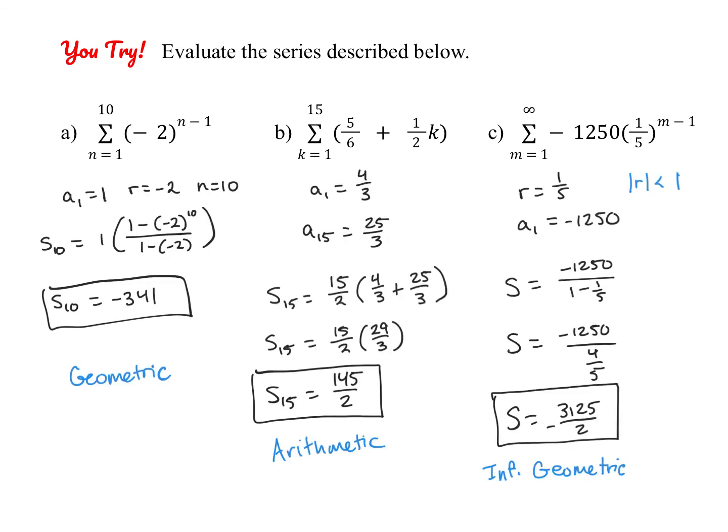All right, go ahead and check your work here. So for the first one, you're using the finite geometric formula. So the sum of the first 10 terms should be negative 341. For part B, we're finding the sum of the first 15 terms, and it is an arithmetic sequence. So the sum should be 145 over 2. And for the last one, it is geometric and it's infinite, so you need to make sure that your common ratio, the absolute value, is less than 1, which it is. So it is possible to find this infinite sum, and you should get negative 3,125 over 2.